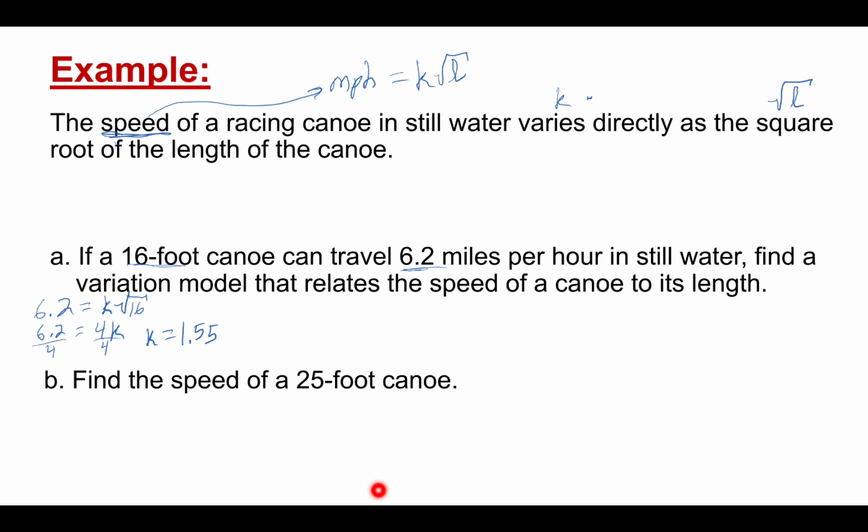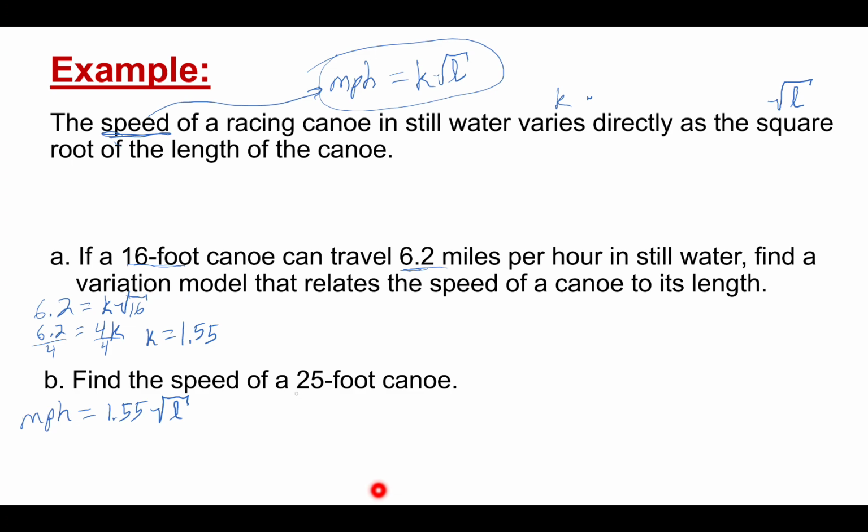So that's what K equals. And if I want to find the speed, I should write a new equation, right? What would my new equation look like? Well, knowing this K, but still using the same equation up here, I would have MPH is equal to 1.55 square root of L. That's now a workable equation I can use to solve these.